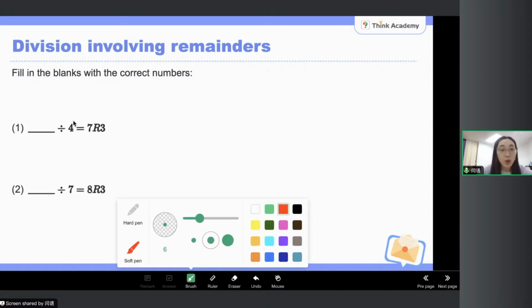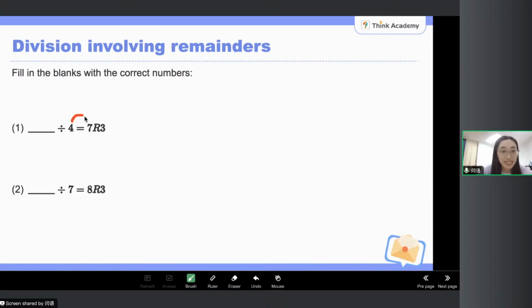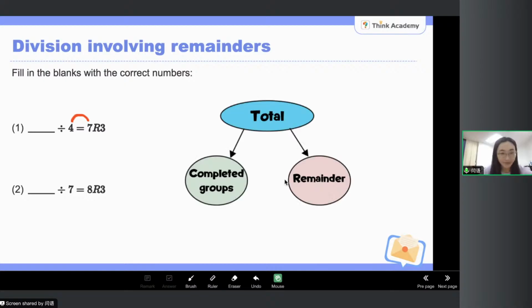For example, the first one, which number divided by 4, then you will get 7, remainder 3. Okay, think about it. How do we figure out the total? Yeah, let me show you the diagram again. How do we figure out the total? Okay, good. So for the completed groups, that is 4 times 7, right? 4 times 7, then you can get 28. And following this, don't forget the remainder. Okay, you must add these two bottom parts together, then you will get the total. So 28 plus 3, the answer is 31.